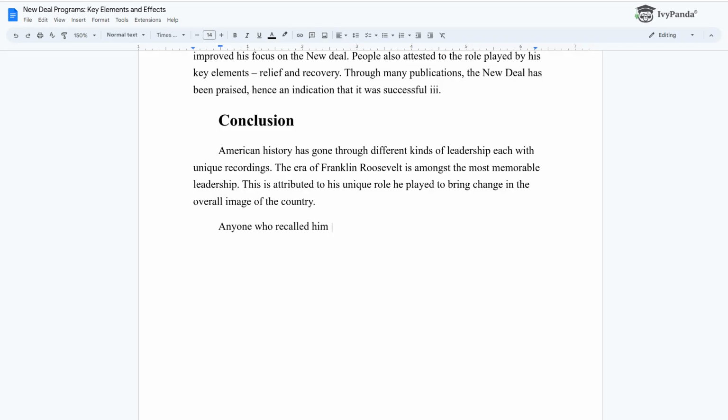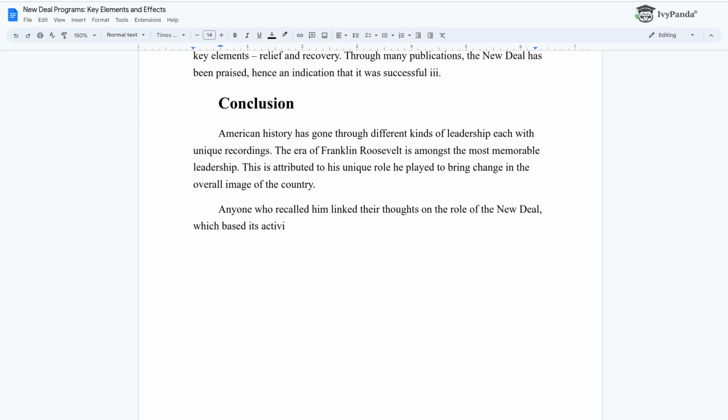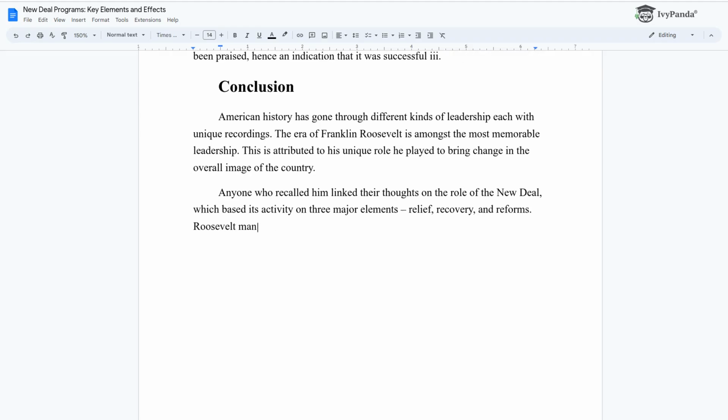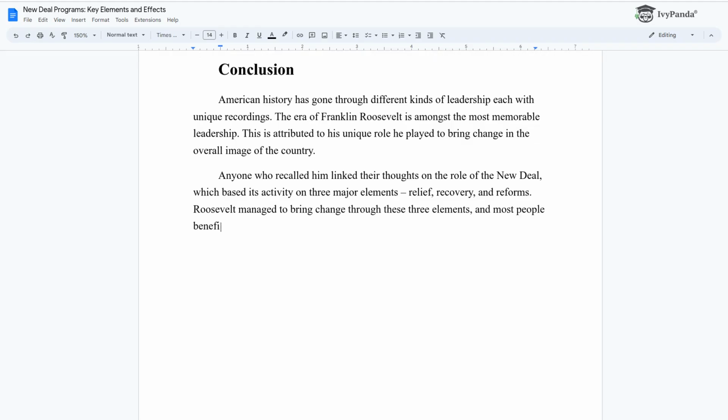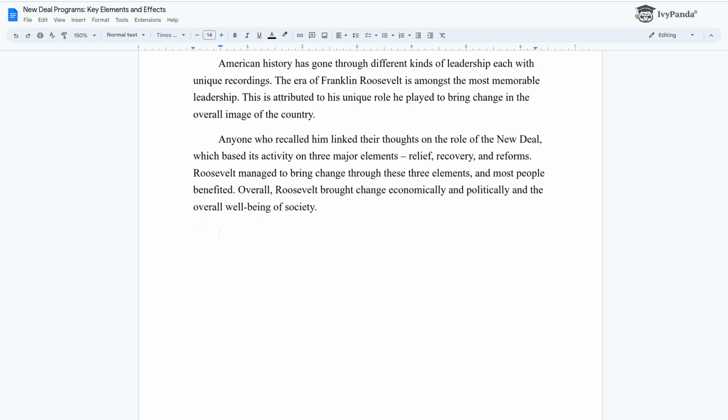Anyone who recalled him linked their thoughts to the role of the New Deal, which based its activity on three major elements: relief, recovery, and reforms. Roosevelt managed to bring change through these three elements, and most people benefited. Overall, Roosevelt brought change economically and politically, and to the overall well-being of society.